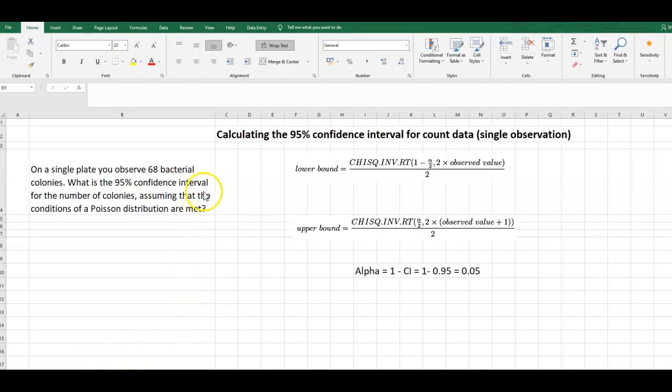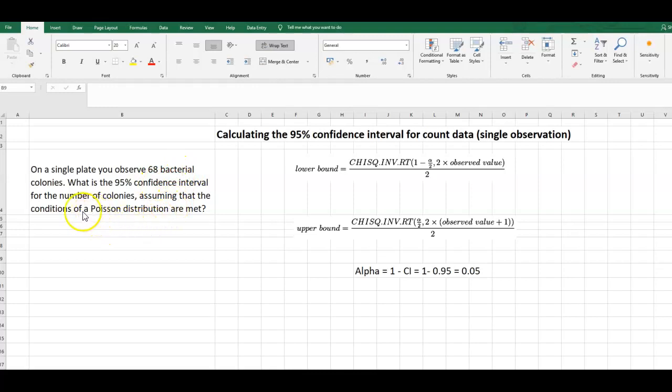In this example, we want to calculate the 95% confidence interval for some count data. A typical example would be the number of bacterial colonies on a single agar plate. We make this one observation that we've got 68 colonies on this one plate, and we want to know how many colonies we should expect on a single plate if we repeated this experiment lots and lots of times.